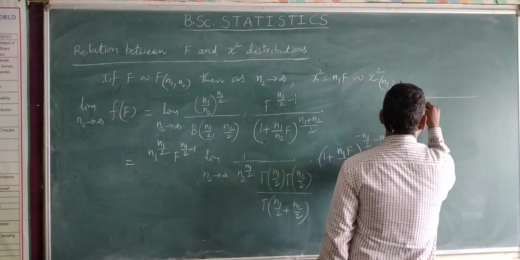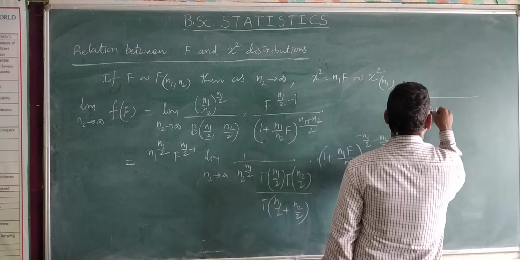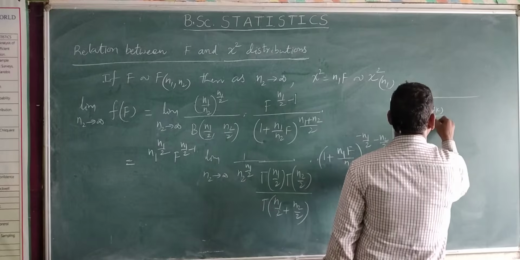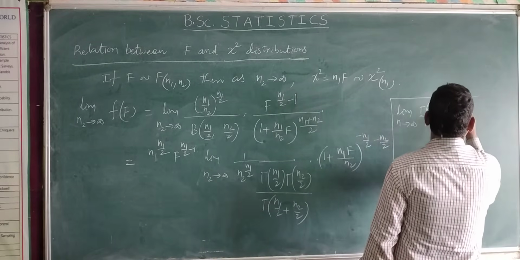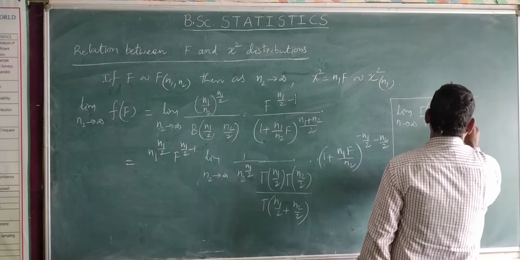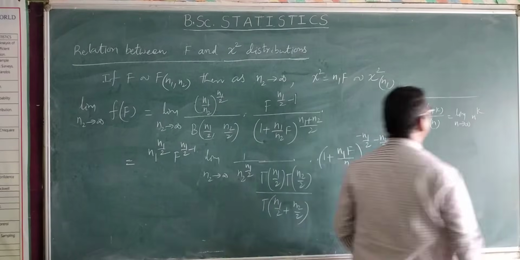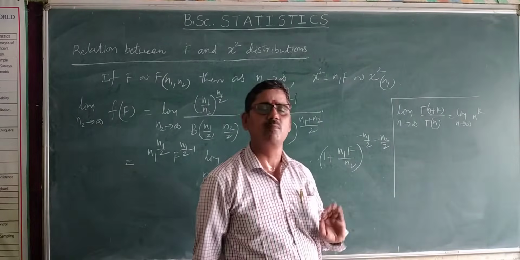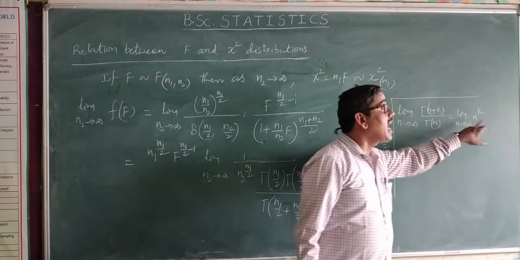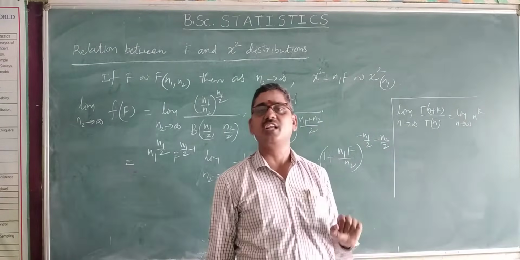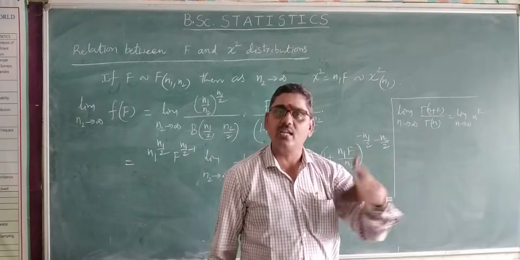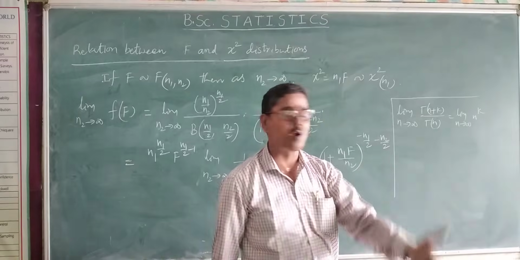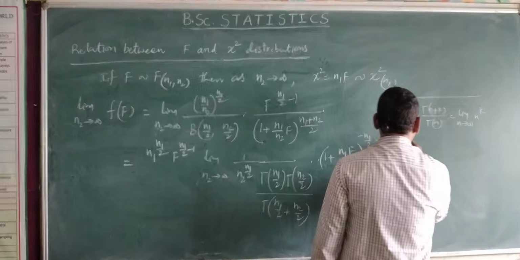Limit as n tends to infinity, gamma(n+k) divided by gamma(n) is equal to the limit as n tends to infinity of n to the power k. This value is n to the power k, but n is still there. Therefore, I am writing the limit as n tends to infinity. We still have to apply limits.